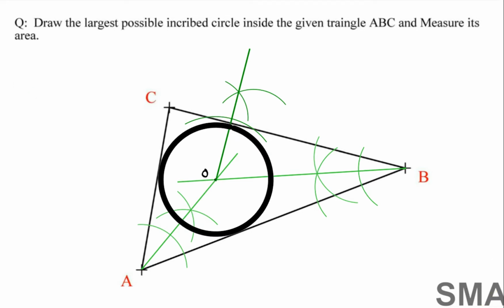Now you can measure the radius of this circle and use the formula pi r squared to find the area. And you can use the respective scale if there is any scale involved in the drawing, but for my drawing it was 1:1 scale, so I will simply measure the radius here and use the formula pi r squared.